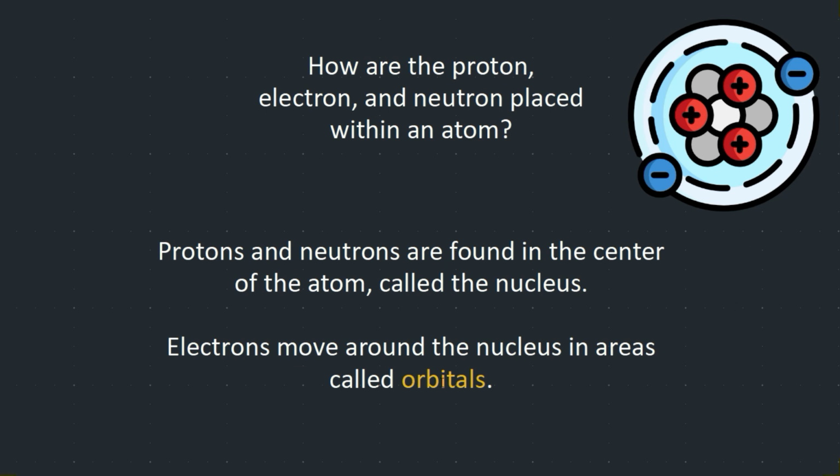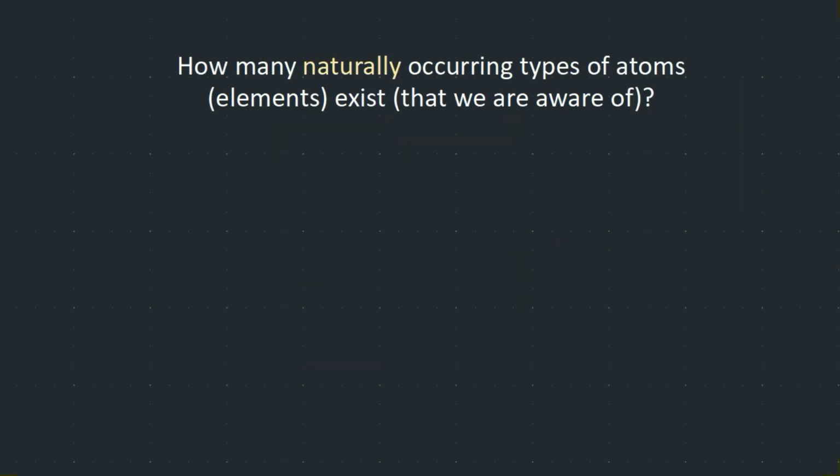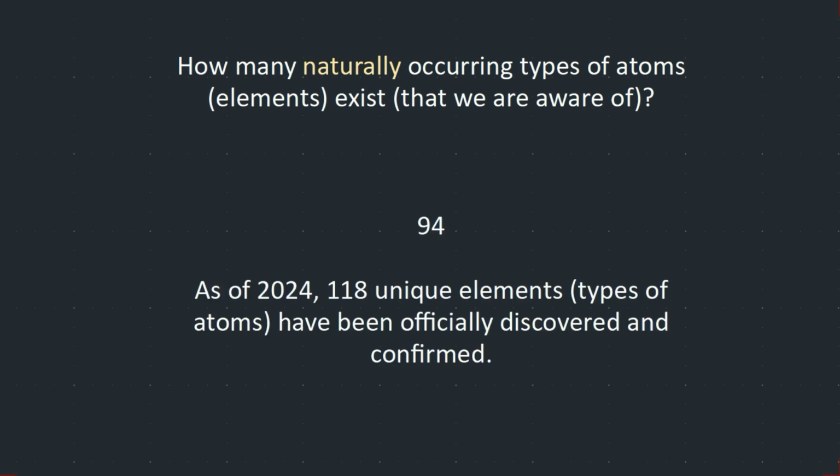So here, the first keyword is orbitals. Okay, take a pause, have a look. Right, got the idea of what is an orbital? Now, how many naturally occurring types of atoms exist that we know of? 94. In our periodic table, we'll see 118 unique elements. Naturally occurring are 94.